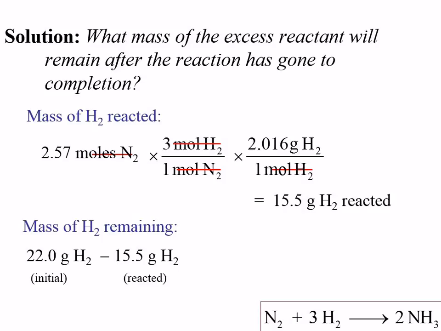Now, if you get to this point in your problem and you come up with a negative number, that means that you chose incorrectly, that basically you have the wrong limited supply reactant. So rounding it to 1 decimal, it looks like 6.5 grams of H2. That's the answer to the second question. Whew.